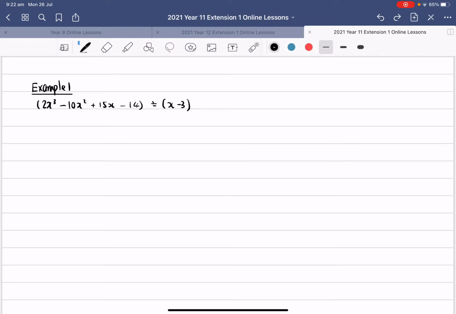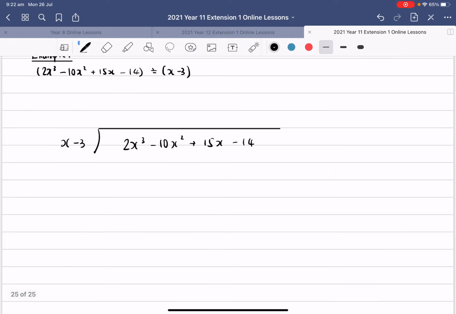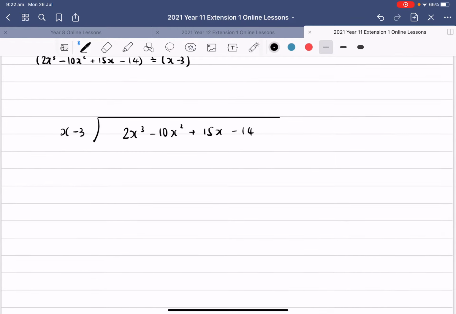All right, so first step, you're going to draw a long division symbol. You write down 2x to the power 3 minus 10x squared plus 15x minus 14. Remember, the key to success is you write your answers really clearly. You set up your working out so it's very easy for you to read. Otherwise, you will make a mistake.